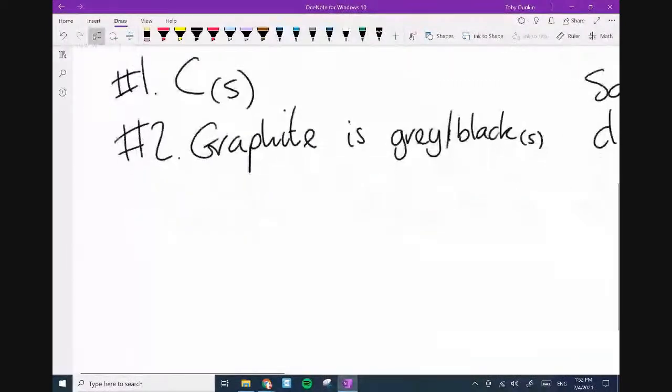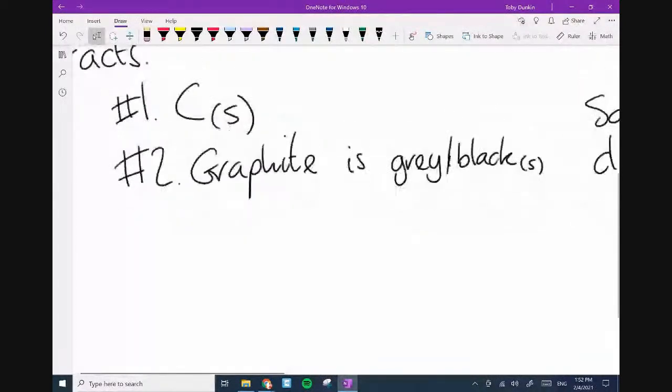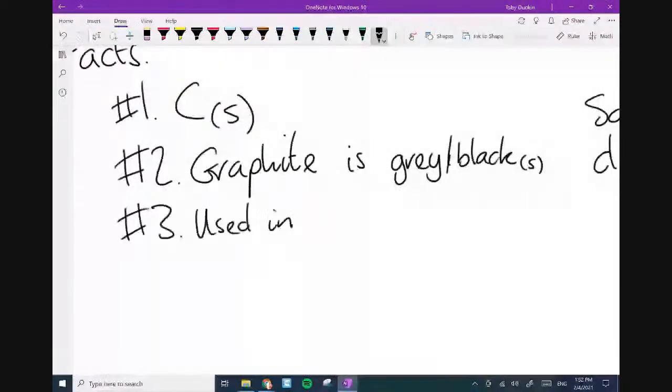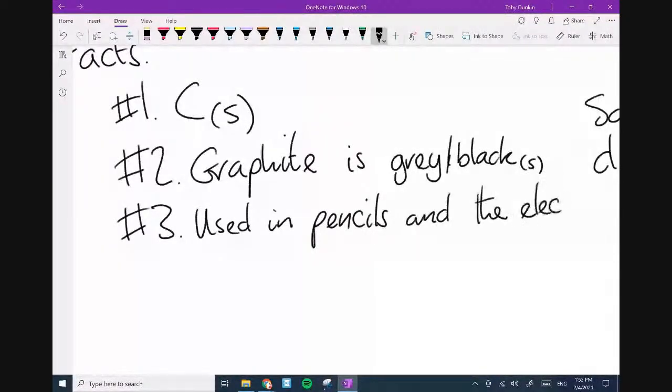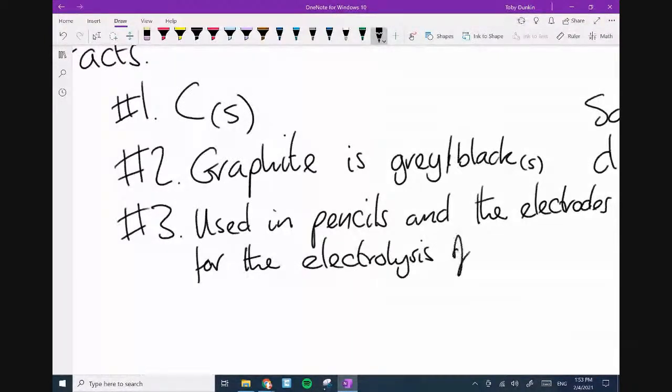The next thing is we've met graphite before, used in pencils, and the electrodes for the electrolysis of aluminium. I'm just going to put the formula of aluminium oxide.